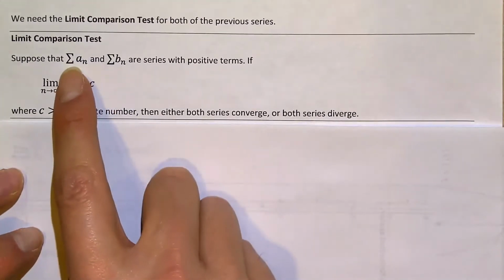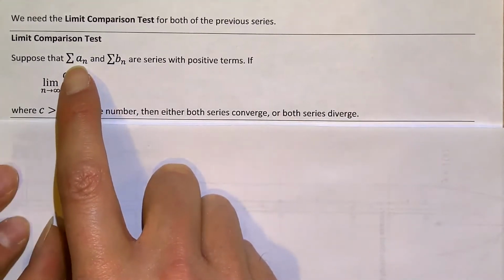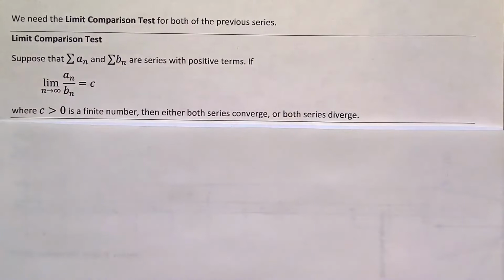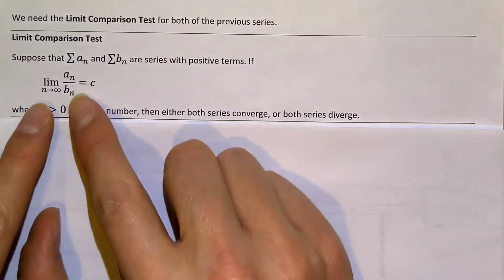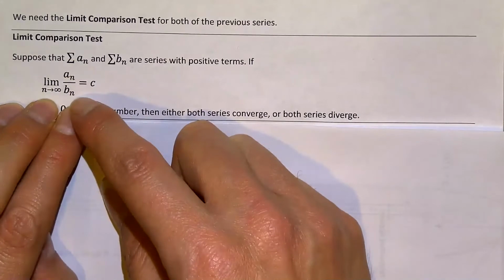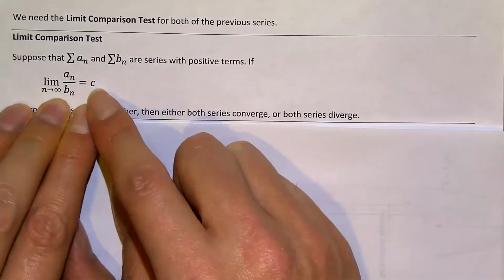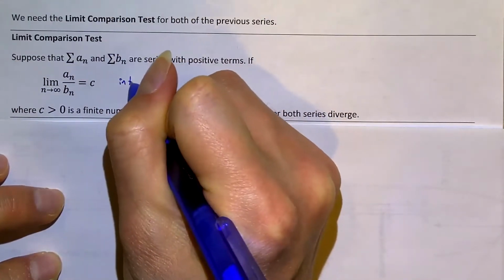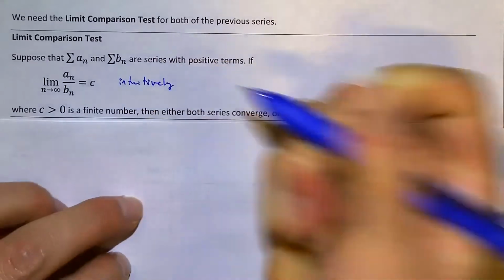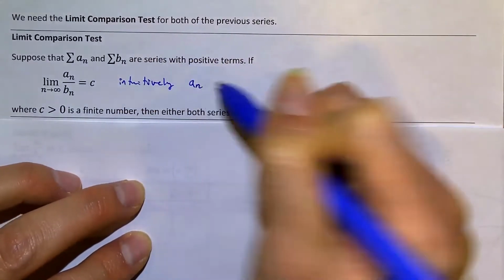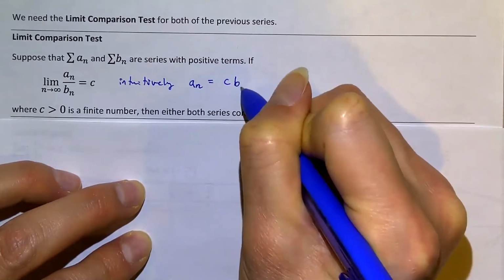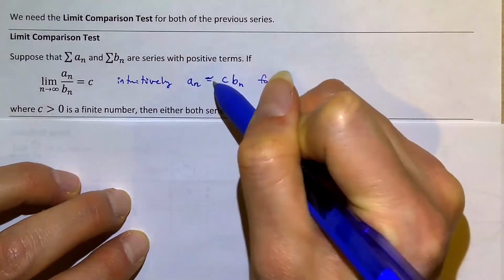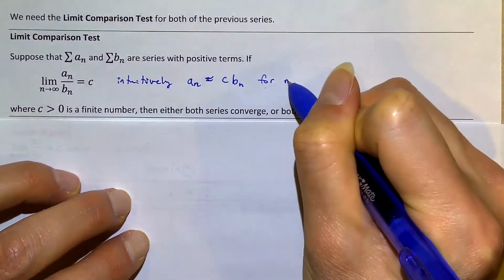So let's suppose we have two different series, a series with terms called an and a series with terms called bn. They're both positive terms always. And suppose we know that as we go out to infinity, an over bn has a limit of c. What this means intuitively is basically this, that an is equal to c times bn for large n. I should say approximately equal to.